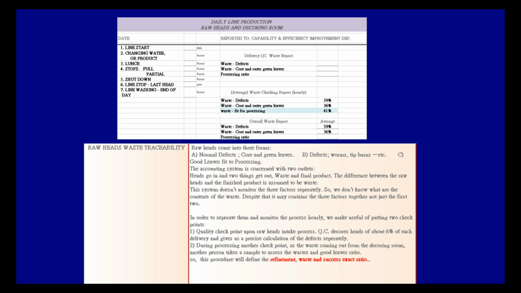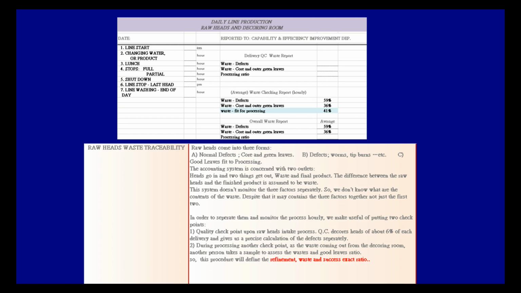Raw heads waste traceability. Raw heads come in 3 forms: A. Normal defects, core and green leaves. B. Defects, worms, tip burns, etc. C. Good leaves fit for processing.